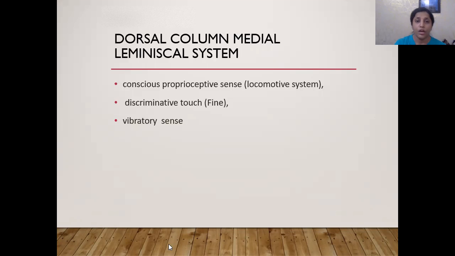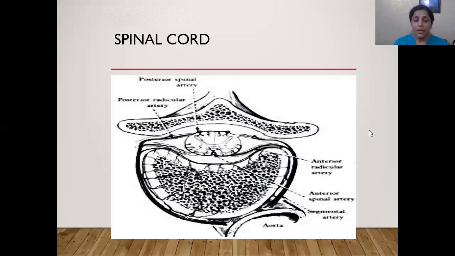Moving on to the next slide, we will see that we have been studying the spinal cord, and we know that the spinal cord is located in the vertebral column. I'm putting forth a picture for you so that you understand how the spinal cord is placed in the vertebral column. This will give you a very clear idea of how the small spinal cord is seen in between the vertebral column.